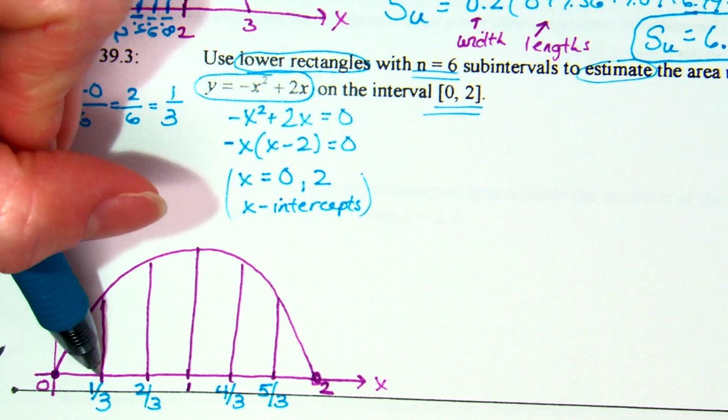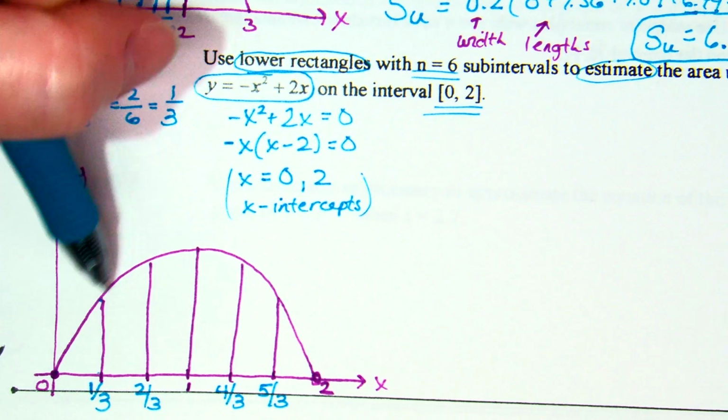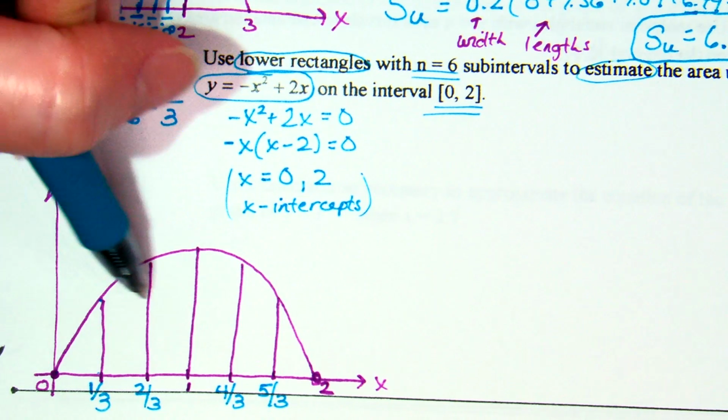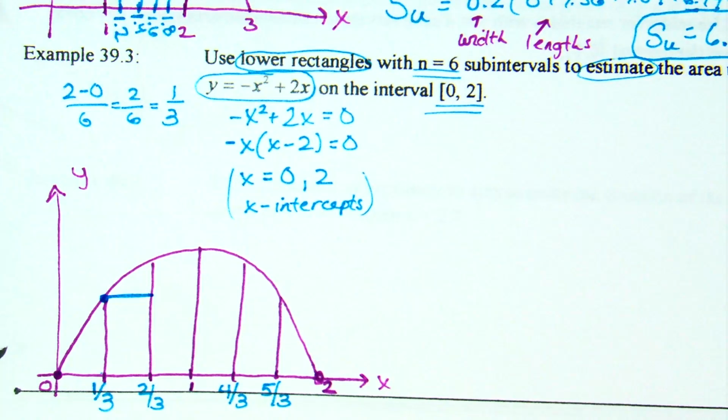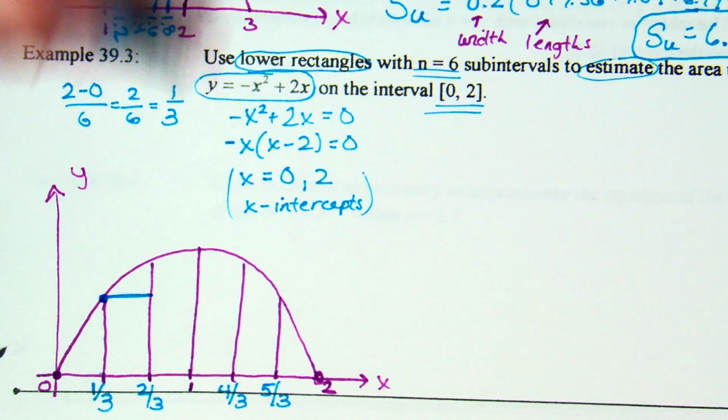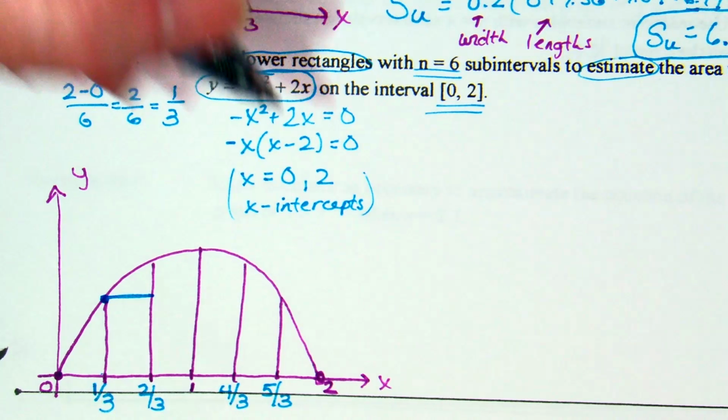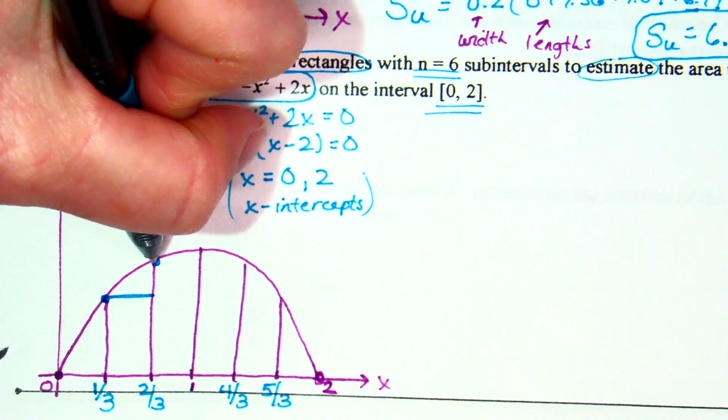If we go right here, wait, let me start between 1/3 and 2/3. Let me skip over the first one. I'll backtrack. If we go from 1/3 to 2/3, where do I draw the rectangle so it's under? You draw it on the left from 1/3 over to 2/3, yes? Between 2/3 and 1, how do I draw the rectangle so it's a lower rectangle? You draw it from 2/3 over.